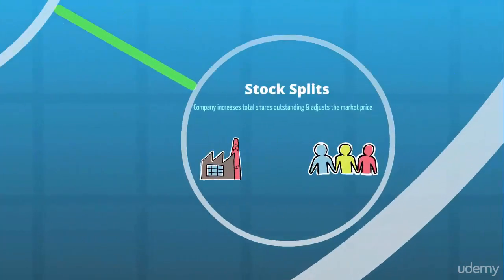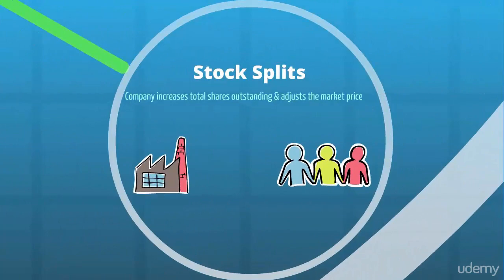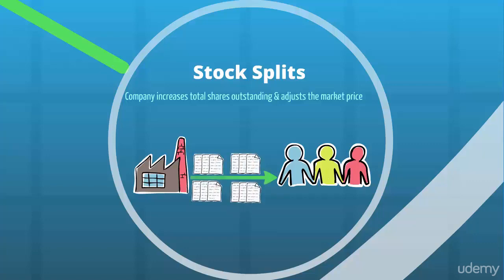Finally, we have stock splits. A stock split also increases the number of shares issued by the company. However, the price of the stock split is adjusted in such a manner that the market capitalization value, the total value of all stocks outstanding, does not change, and there's no dilution in people's ownership. So here's what all that mumbo jumbo means.